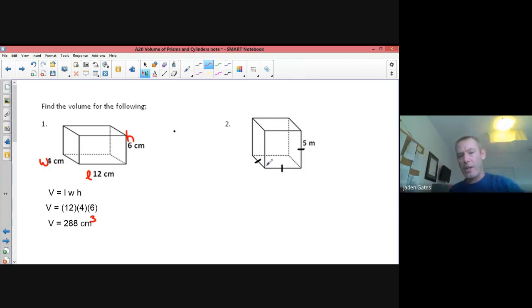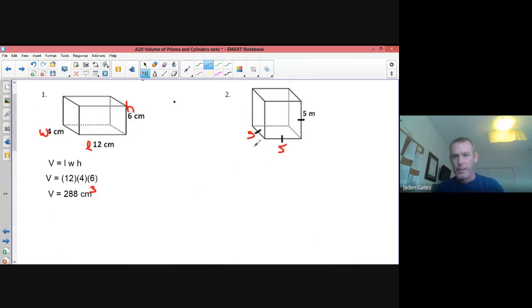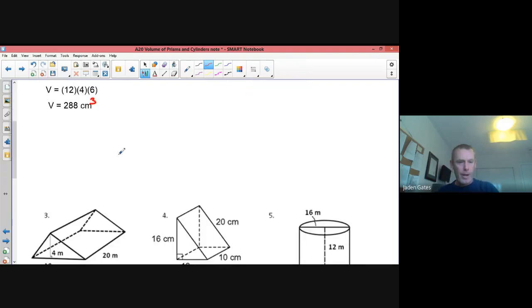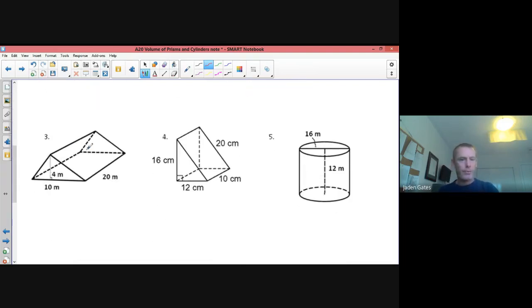So there is a rectangular prism. Again, there's another rectangular prism where each side is 5. I'm not going to do this one, I'm just going to label it for you. So they're all 5. That's what those tick marks are. Now, number 3.